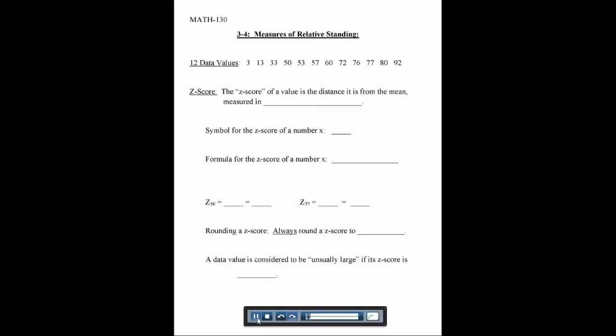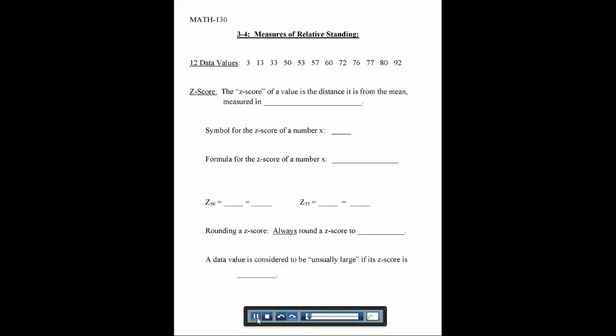In this section, section 3.4, we're going to talk about measures of relative standing. So we're going to talk about what are called z-scores, percentiles, the 5-number summary, and how to make a box plot. So here we've got 12 data values. We don't really know what these numbers mean, but we'll use them for some examples.